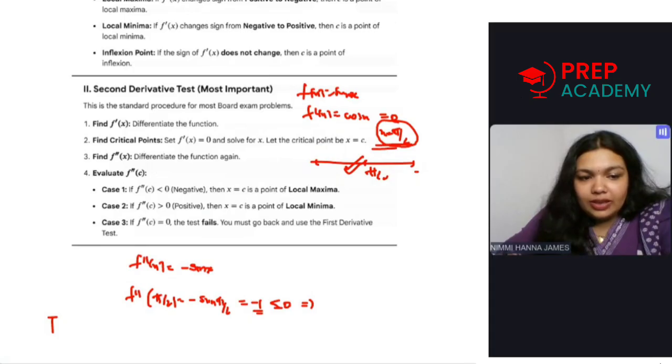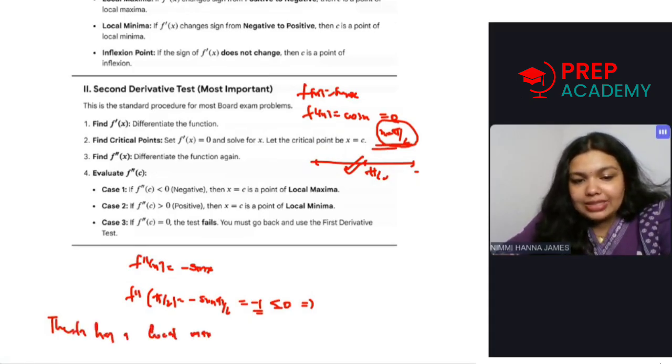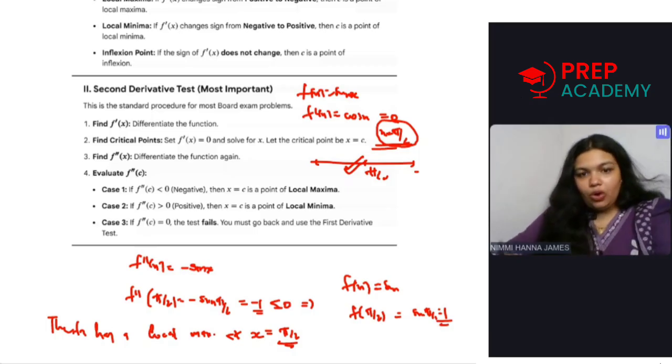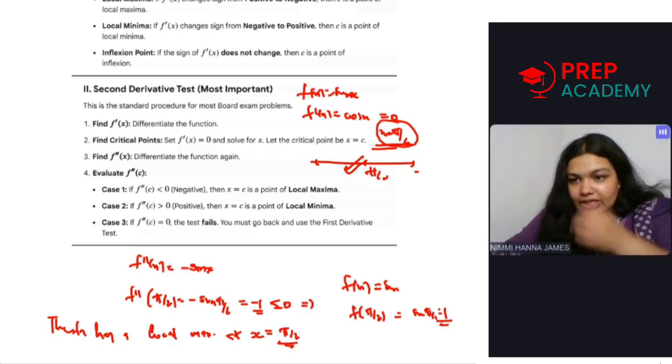Okay, that means the function has a local maxima at x equal to pi by 2, and the maximum value is, what? How do we find the maximum value? We have x equal to pi by 2, and we have f of x, so f of x is equal to sin x. So f of pi by 2 gives the maximum value. Sin of pi by 2 is 1. That is the maximum value. Okay, that's the second derivative test.